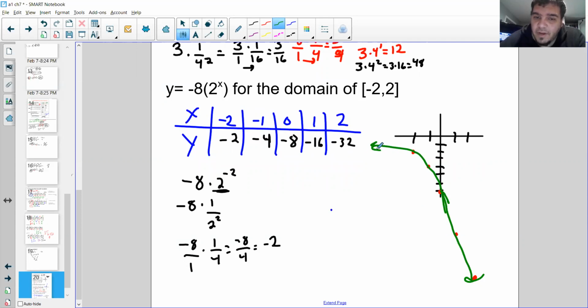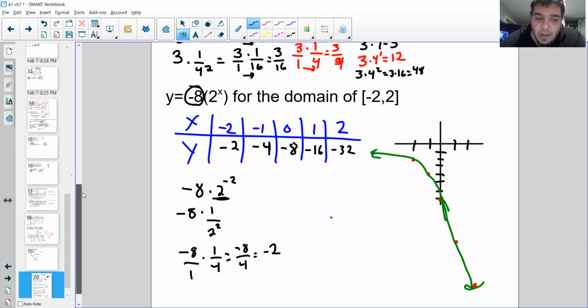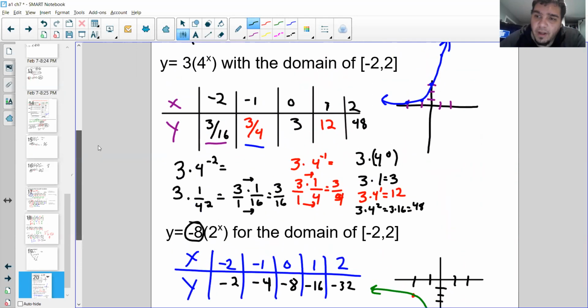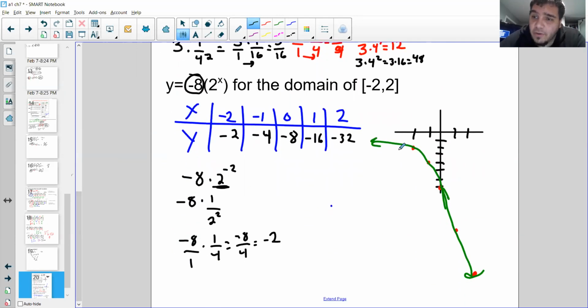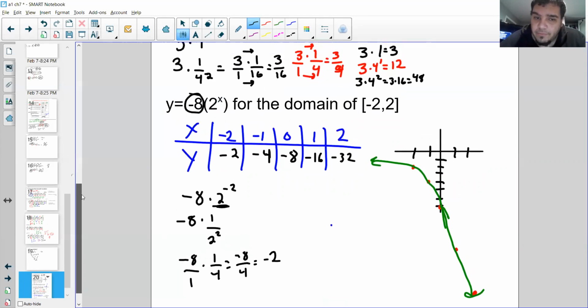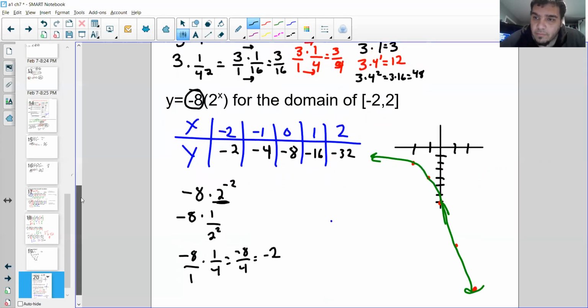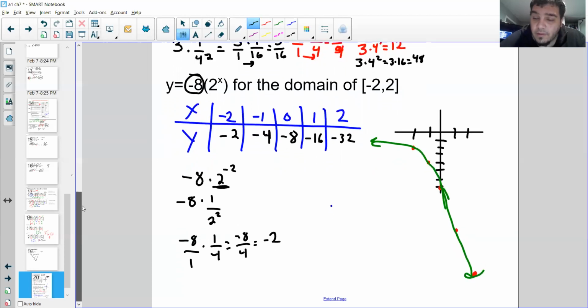Okay. So here are your answers. Notice how the -8 causes it to go downwards, while the other ones, like in the previous, went upwards. This one is going downwards. So we have an idea what A does, and we have an idea what B does. And we're going to talk about both. Does anyone have questions on this one?